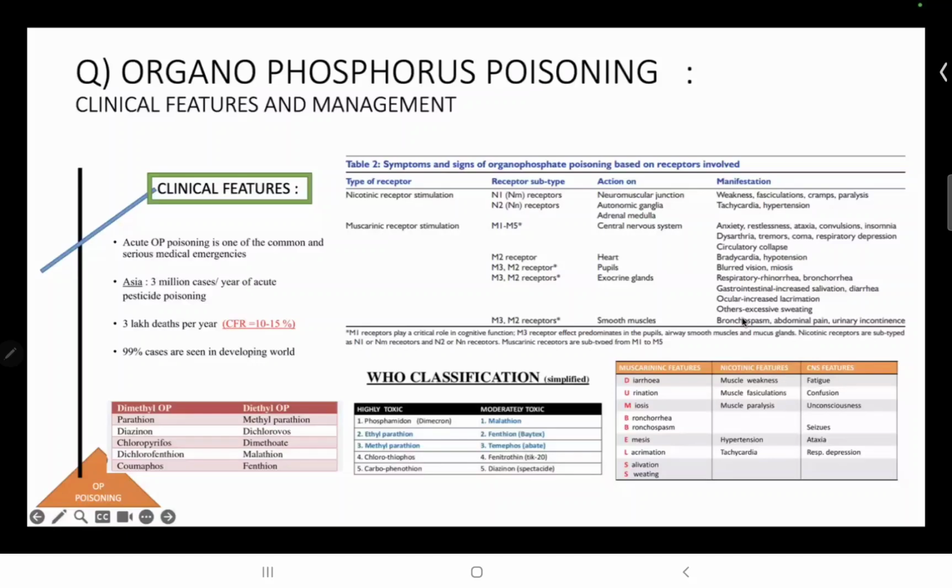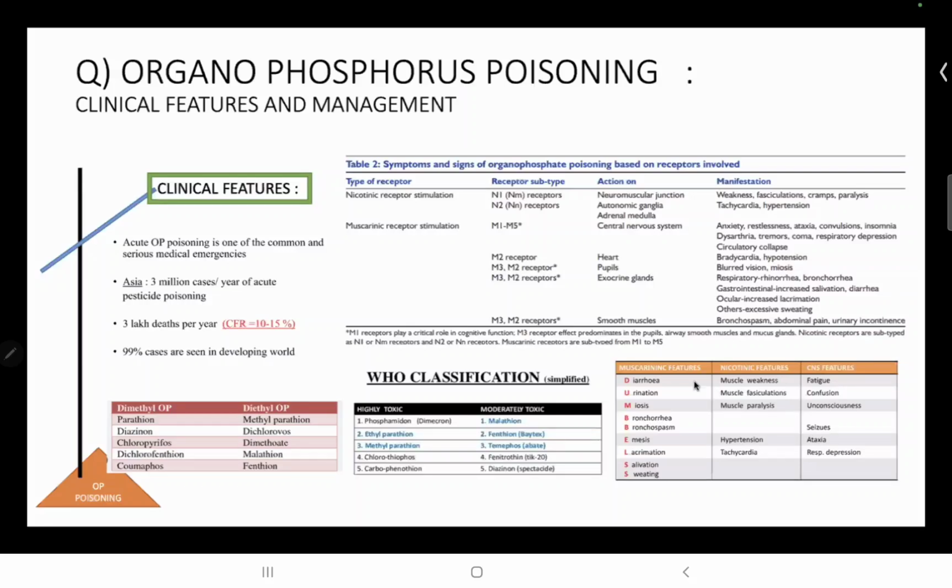Can you imagine how the examiner would feel if you will be writing neuromuscular junction, autonomic ganglia, adrenal medulla, and the manifestations are this. Now coming to the muscarinic receptor, M1 to M5: CNS, heart, pupil, exocrine glands, and smooth muscle. And you can just highlight the points. You don't need to write full sentences. It gives that extra edge over the other candidates who have wasted their time in writing 8 lines, 10 lines just to explain these things.